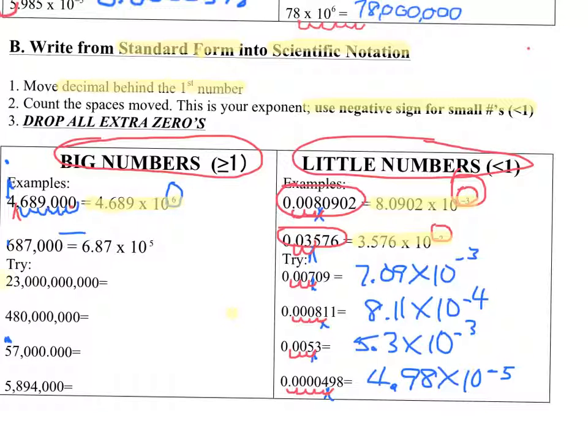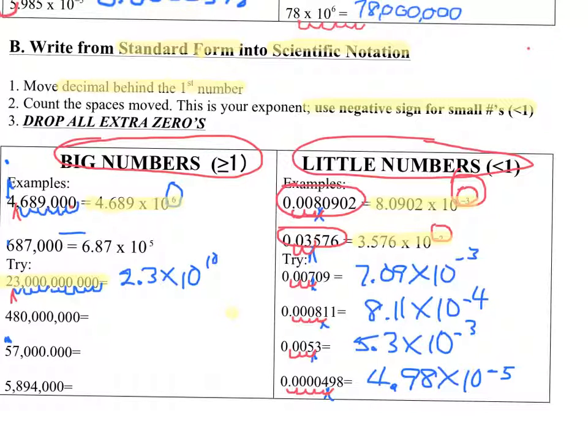I will do this one for you and let you do the rest. The decimal will be moved right behind the first number. The decimal is moved 10 spaces, so the exponent will be 10. And the answer will be 2.3 times 10 to the positive 10 because this is a number larger than 1.